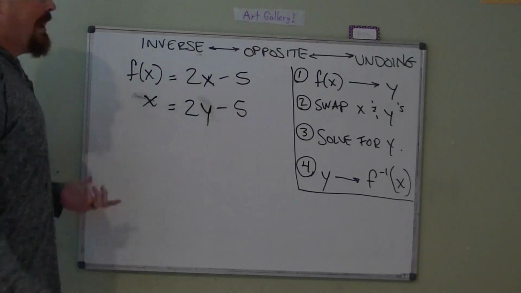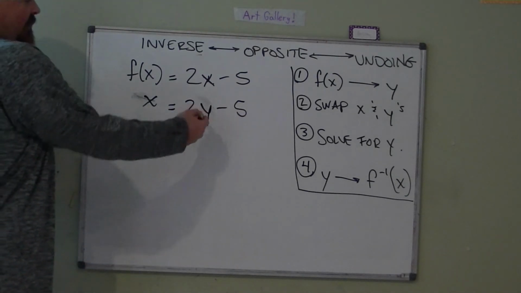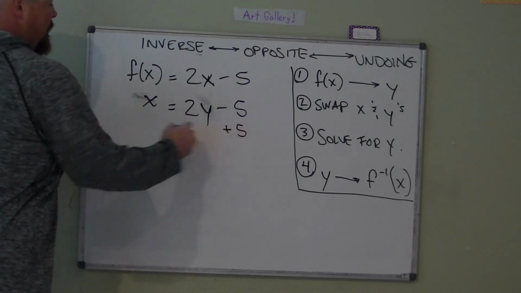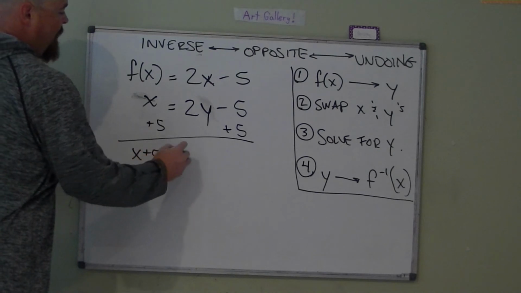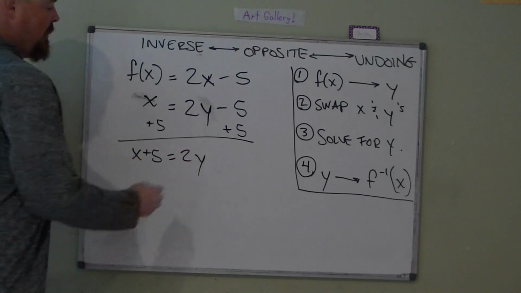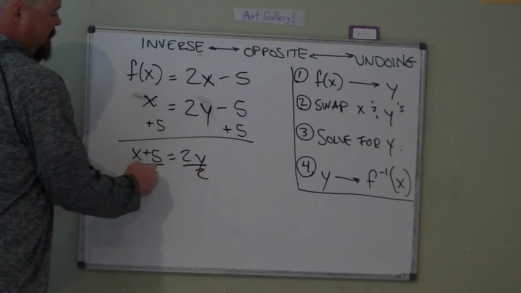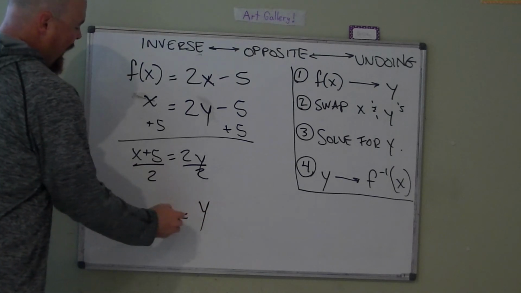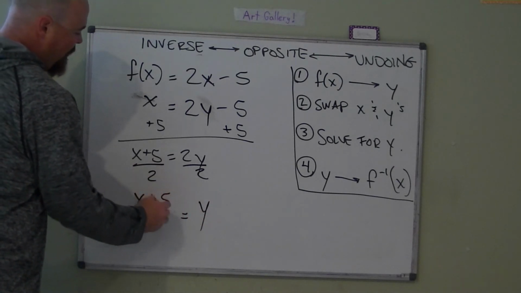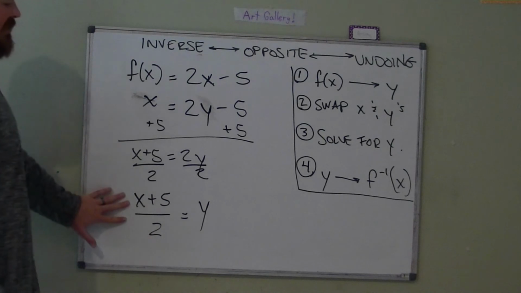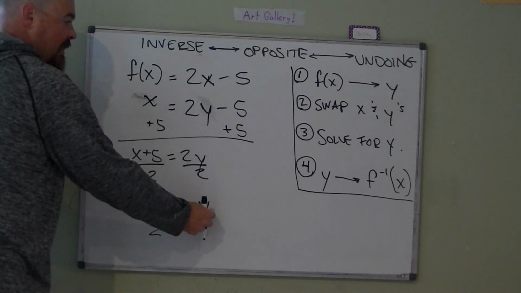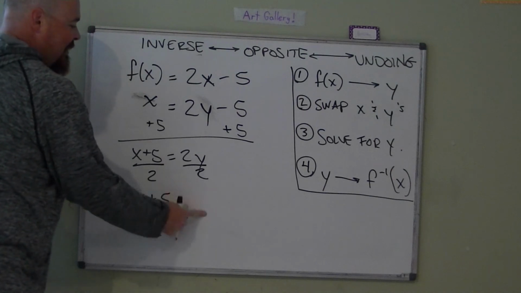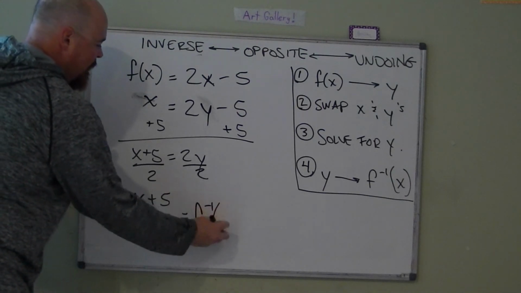Now we solve for y, like we're solving for a variable, right? We add 5, and we add 5. So we have x plus 5 equals 2y. And we divide by 2. Divide by 2. We get y equals x plus 5 over 2. So you can see here, this is our inverse, right? The last step. We solved for y. Now write y as the inverse function of f.